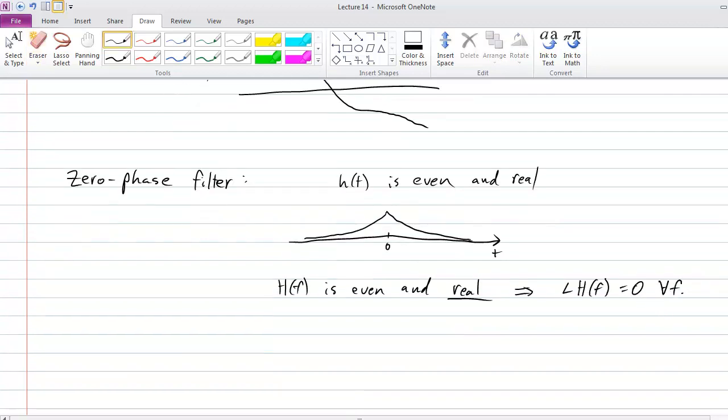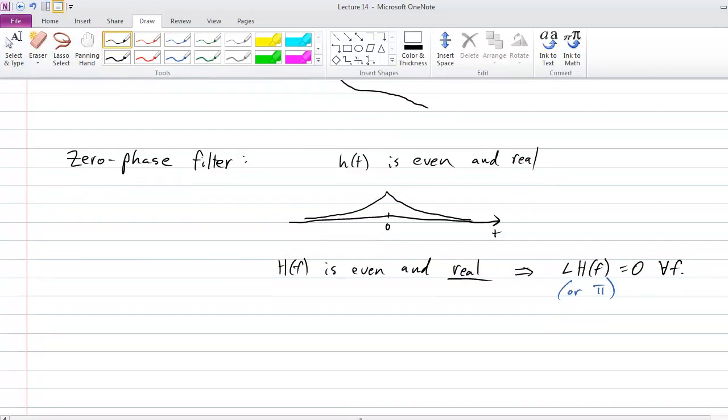Now technically it could be 0 or pi, because if h of f is negative, we often say you keep the amplitude positive and you say that the phase is pi. But we'll consider that all 0 phase. There's a reason we're doing that. There's a technique called phase unwrapping that keeps the phase continuous. And if you do phase unwrapping, then you'll get that this always will have 0 phase. Okay. So a 0 phase filter is a symmetric filter. Has to be symmetric.